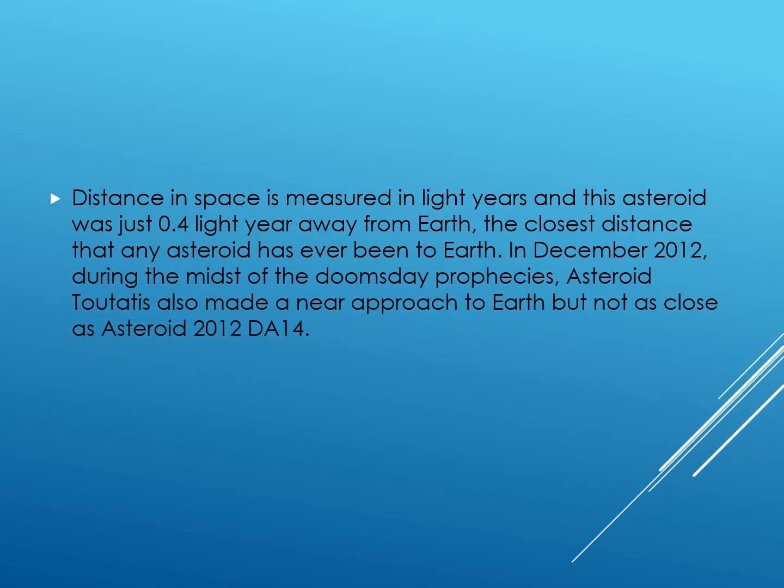Okay, so in continuation of this lesson, let's talk about the distance in space, which is measured in light years. This asteroid was just 0.4 light year away from Earth, the closest distance that any asteroid has ever been to Earth. In December 2012, during the midst of the doomsday prophecies, asteroid Toutatis also made a near approach to Earth, but not as close as asteroid 2012 DA14.